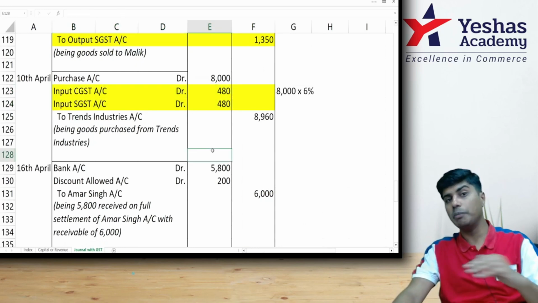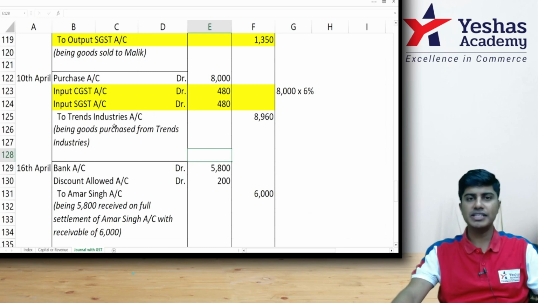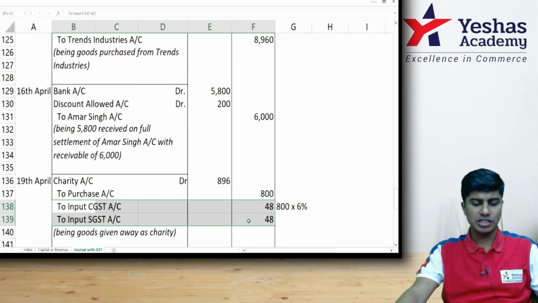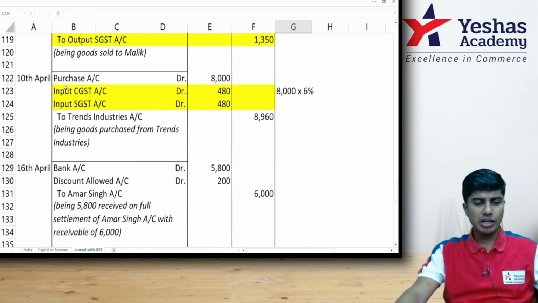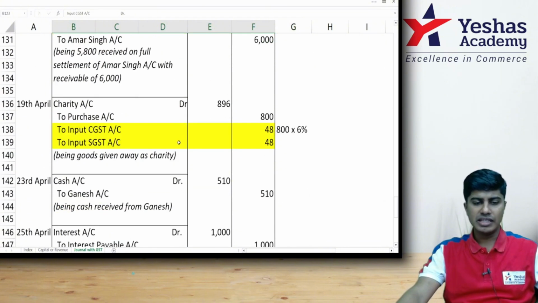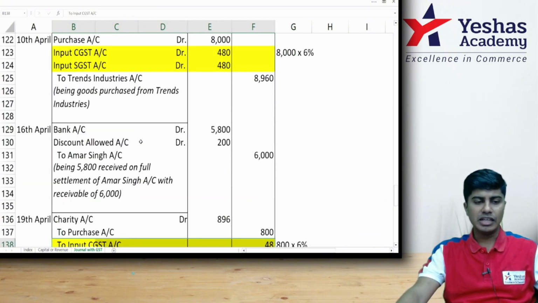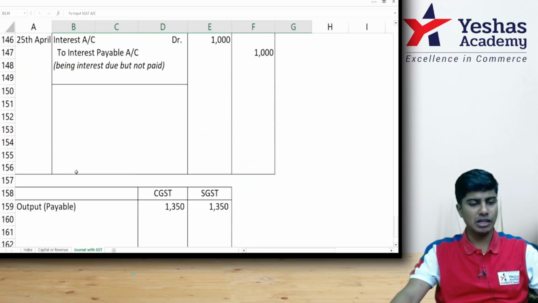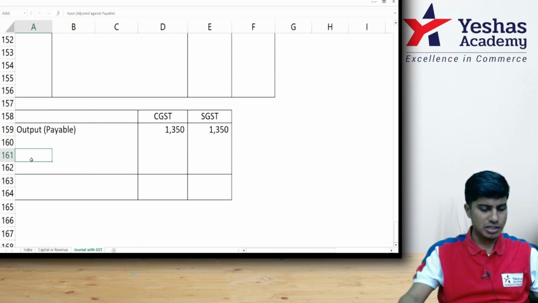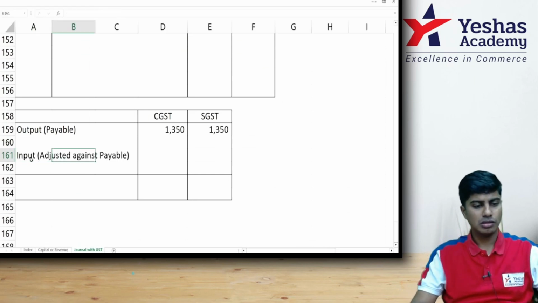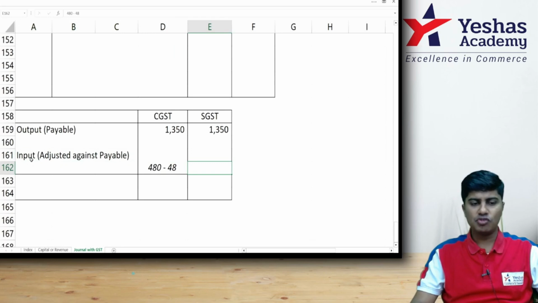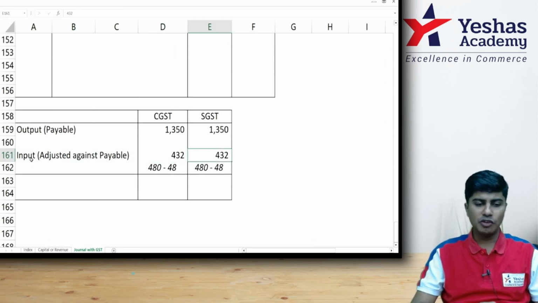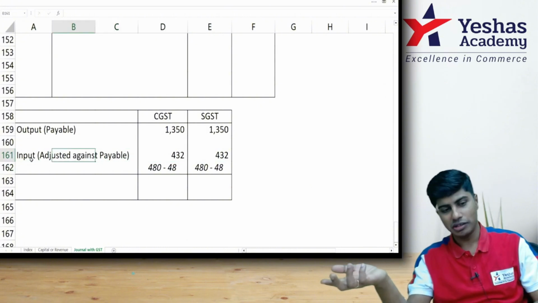This is what I have already paid, which is my asset because it has a debit balance. To reverse this, I have input CGST and input SGST credit by 48. So my input CGST of 480 debit is nullified by 48, and input SGST of 480 is again reduced by 48 because of reversal. So my input here is 480 minus 48, 480 minus 48, which is 432, 432. Input 432, 432 is what I have already paid to government.